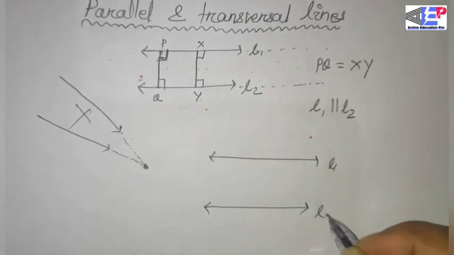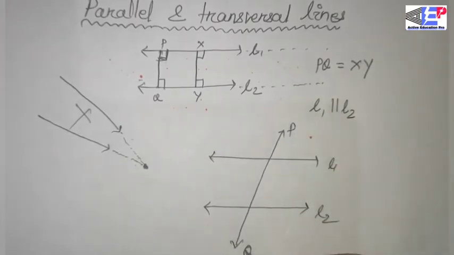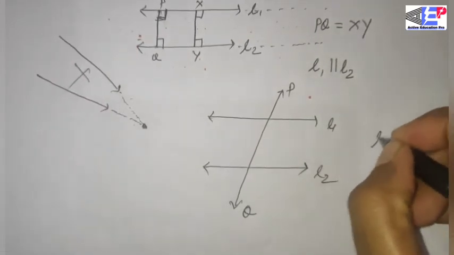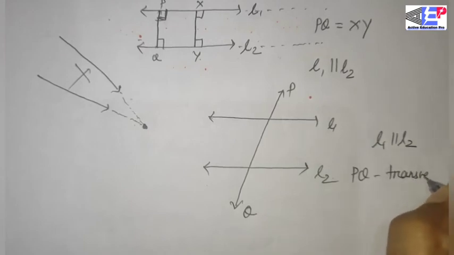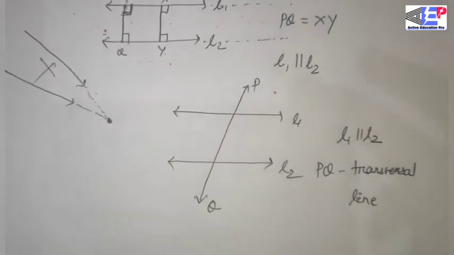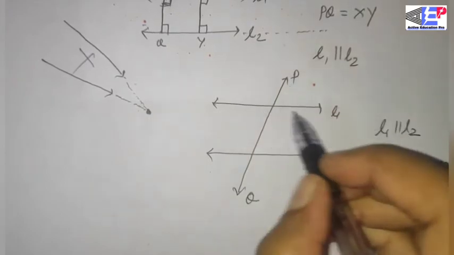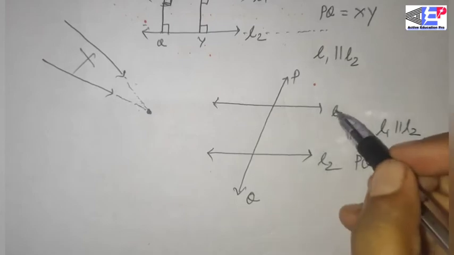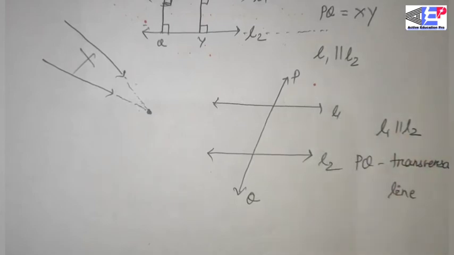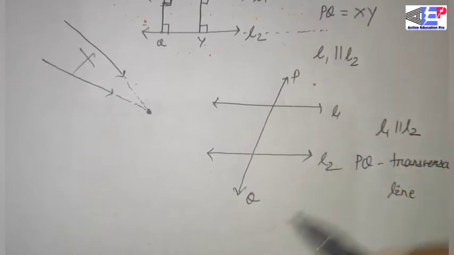Suppose this is L1 and L2, and this is the transversal line, with points P and Q. Here L1 is parallel to L2 and PQ is the transversal line. Here there is no common point of L1 and L2 because these lines are parallel to each other. L1 and L2 never meet at any common point.